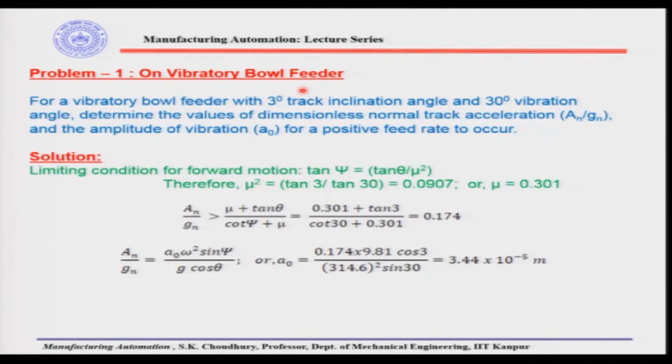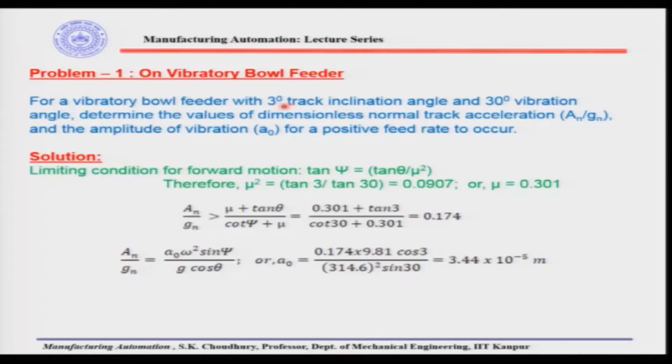Next example I have taken on the vibratory bowl feeder. Let us discuss it, whatever we have just now discussed. Let us say the problem is for a vibratory bowl feeder with 3° track inclination angle. If you remember, we said that practically for mechanical design the track inclination angle has to be 3 to 4°. Although I remind you that at a 0° track inclination angle, the conveying velocity of the part is maximum, but we have to give the inclination because the part has to go spirally.